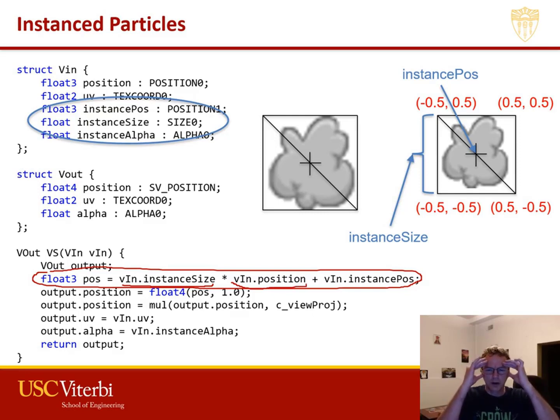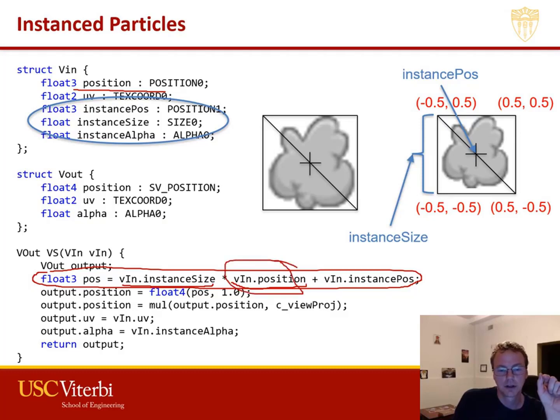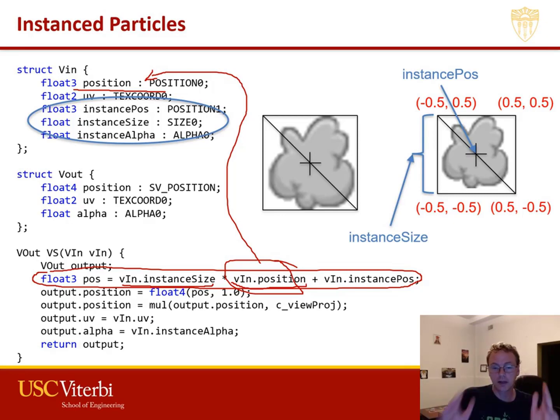That's a little weird. Wait, what? Remember, the input position, that's this. This is that. The input position is in object space. So to scale it up or scale it down, I can just multiply it by a scale. Simple as that. So that's what that is.